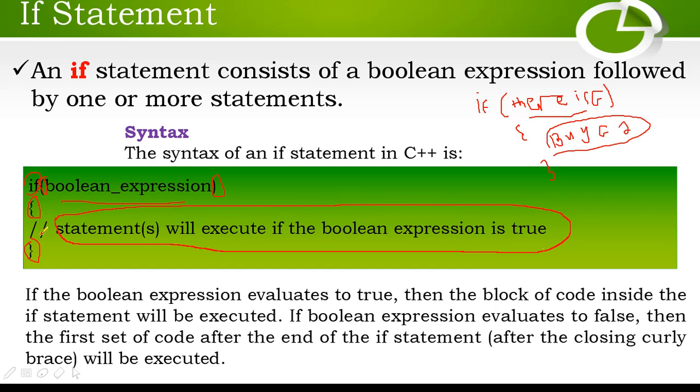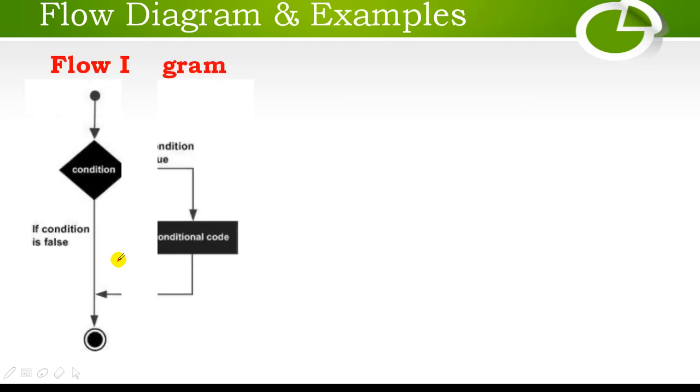So whatever you put in these two curly brackets will be executed if this condition is what? True. If the Boolean expression evaluates false, then the first set of code after the end of the if statement, after the closing curly bracket, will be what? Executed. So we are saying that if the condition is false, the system will continue and execute every code that is beneath this place.